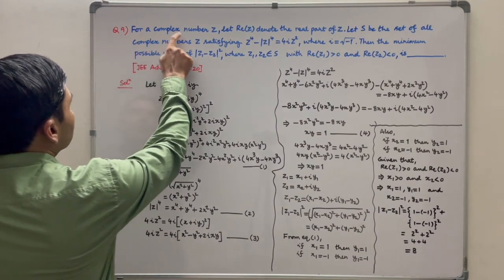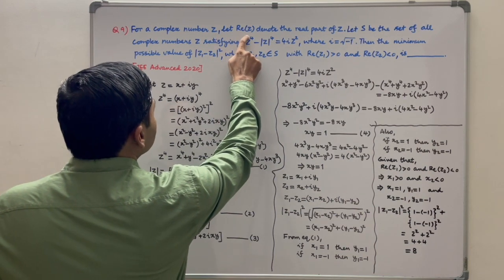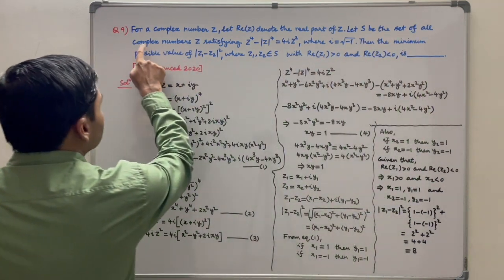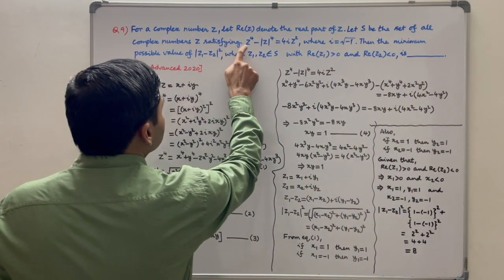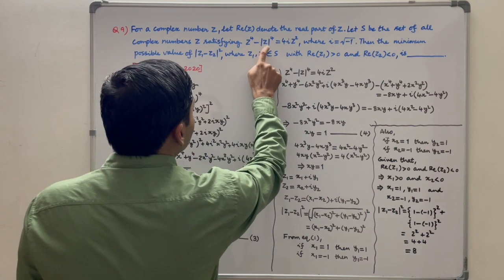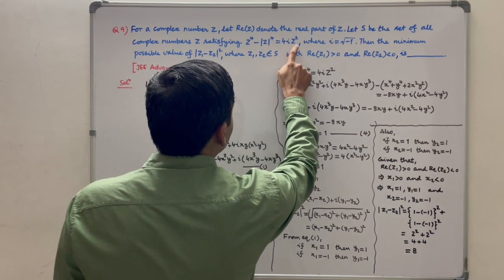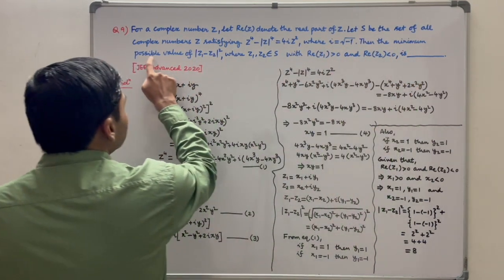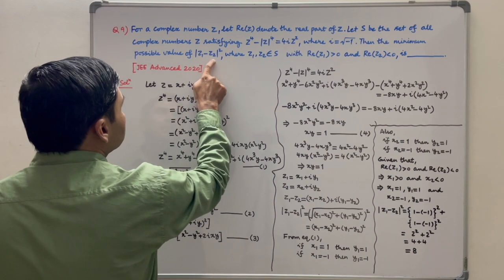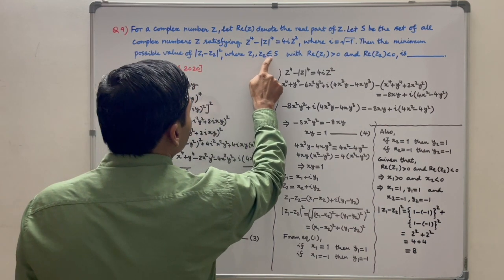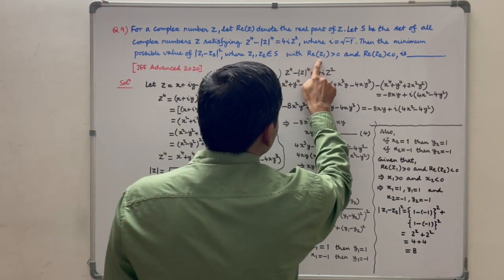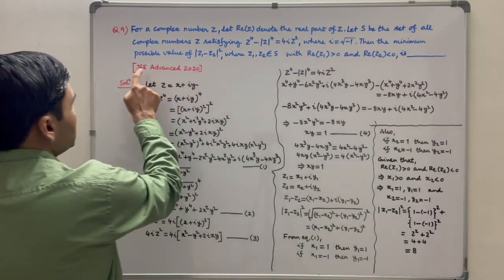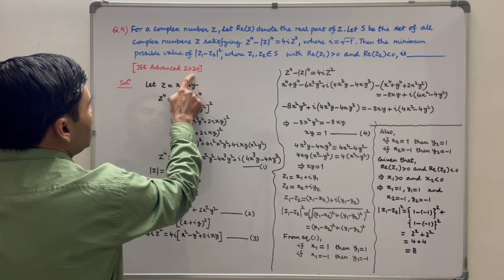Ninth question, for a complex number z1, let Rez denote the real part of z. Let S be the set of all complex numbers z satisfying z to power 4 minus mod z to power 4 is equal to 4i z square, where i is equal to under root minus 1. Then the minimum possible value of mod z1 minus z2 square, where z1, z2 belong to S with real z1 greater than 0 and real z2 less than 0 is. This question was asked in JEE Advanced 2020.